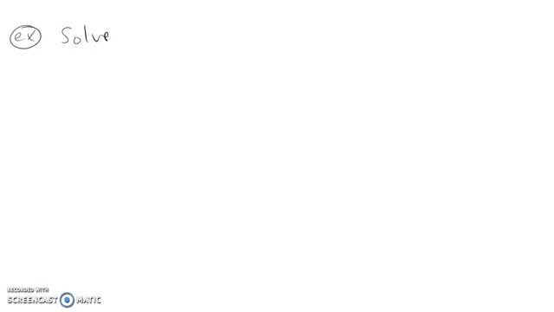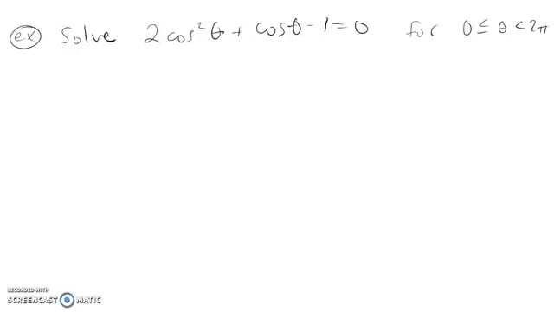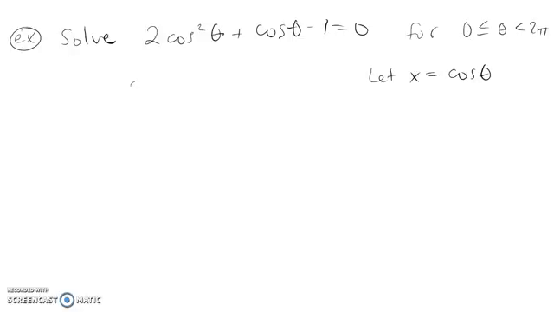Example. Solve 2 cosine squared theta plus cosine theta minus 1 equals 0. You might say, what? What do we do with the square? Oh, and we're just looking for theta between 0 and 2 pi. Well, let's use a substitution again. Let's let x equal cosine theta. Then look what you get: 2x squared plus x minus 1 equals 0.